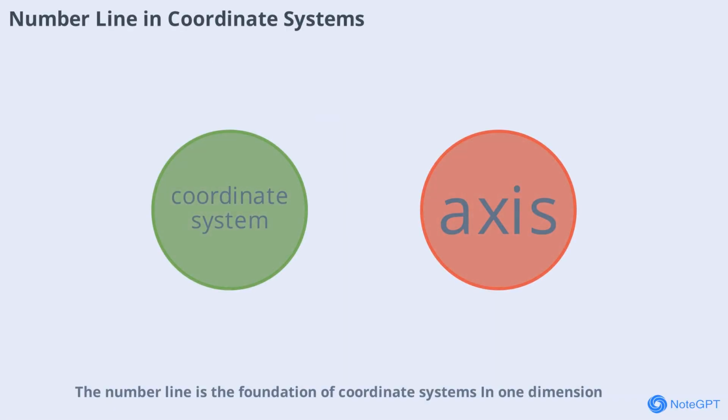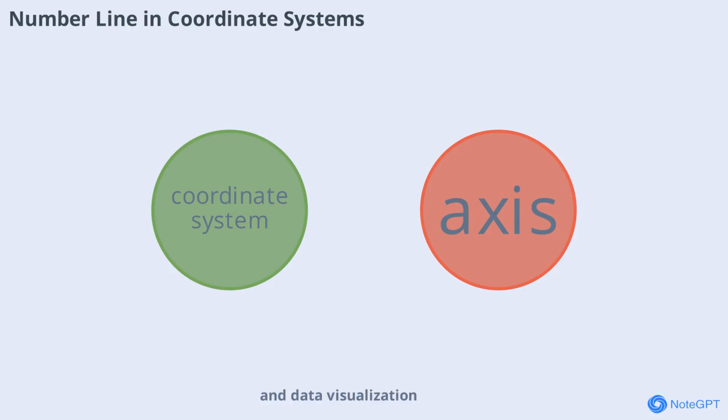The number line is the foundation of coordinate systems. In one dimension, it represents all possible values for a variable. In two dimensions, it combines with another number line to form the x and y axes of a graph. This connection is vital for understanding geometry, algebra, and data visualization.